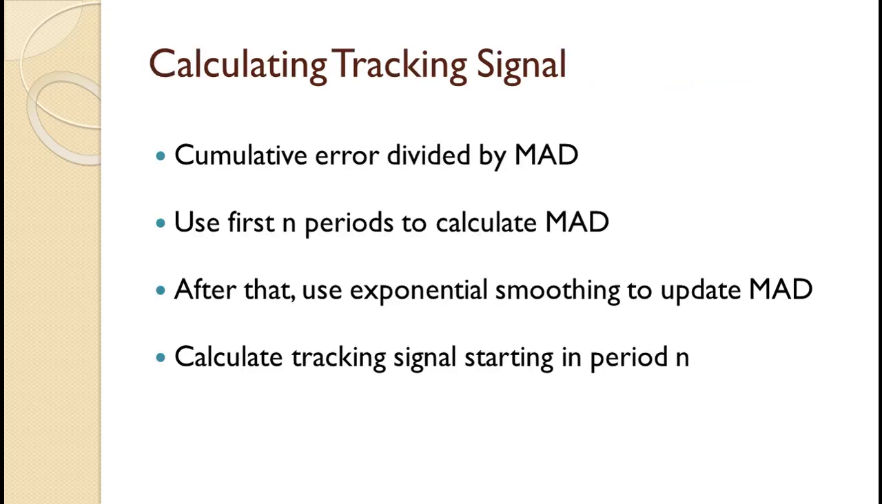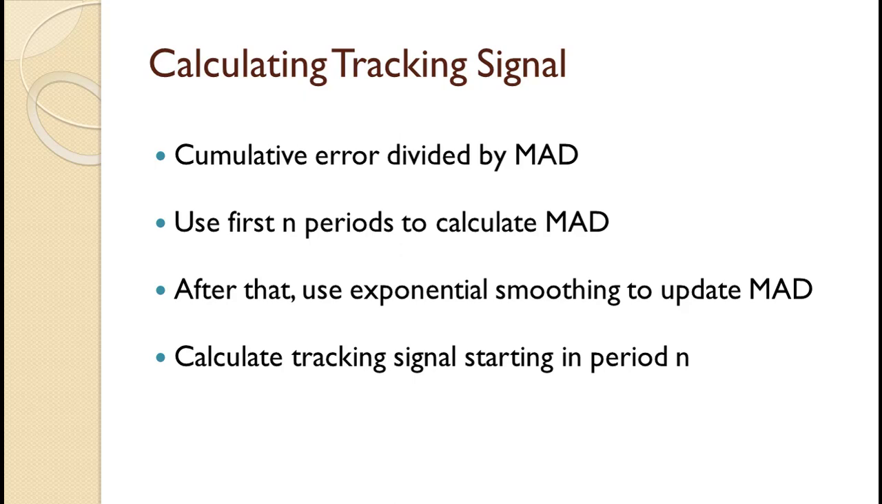As was mentioned in the introductory tutorial, the tracking signal for any period is the cumulative area through that period divided by the MAD for that period. In the standard approach, the MAD is recalculated for each period. In the Stevenson approach, the first n periods are used to calculate the MAD. After that, the MAD is updated for each period using simple exponential smoothing.